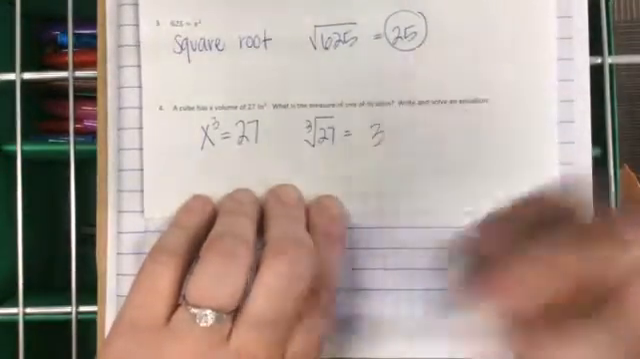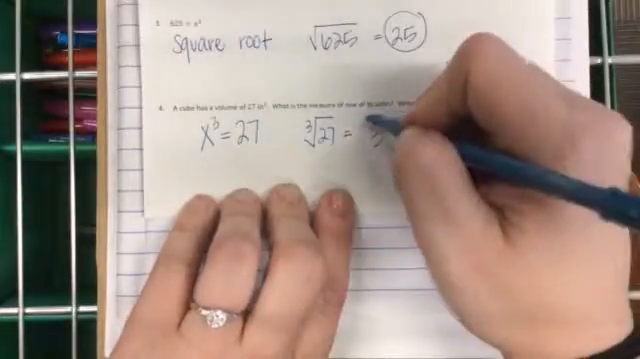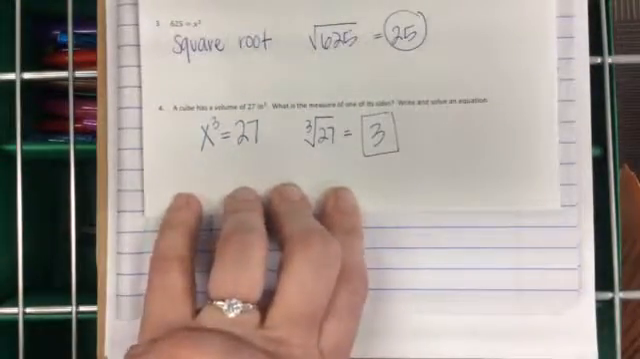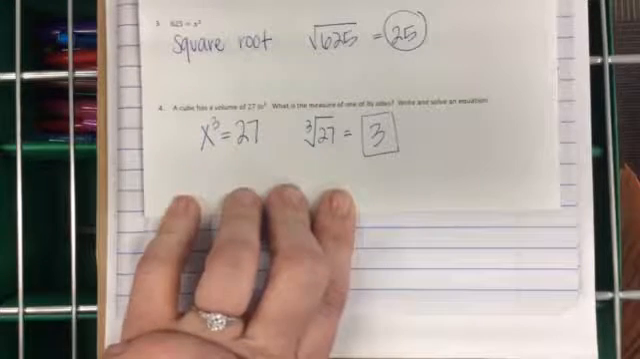is 3. And how would you check it? 3 times 3 times 3. Correct.